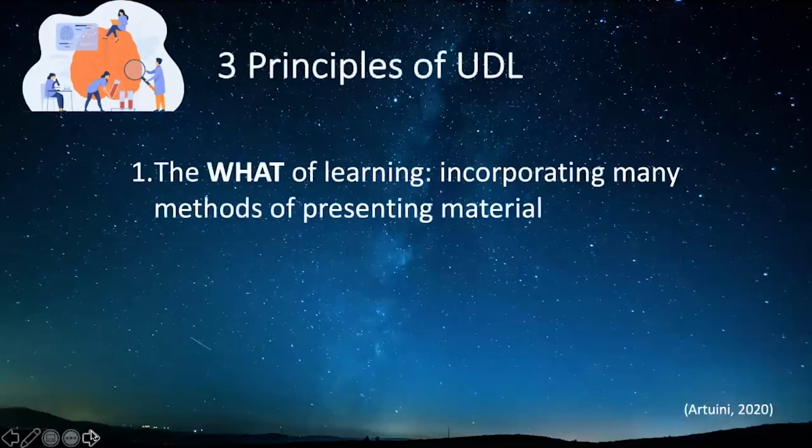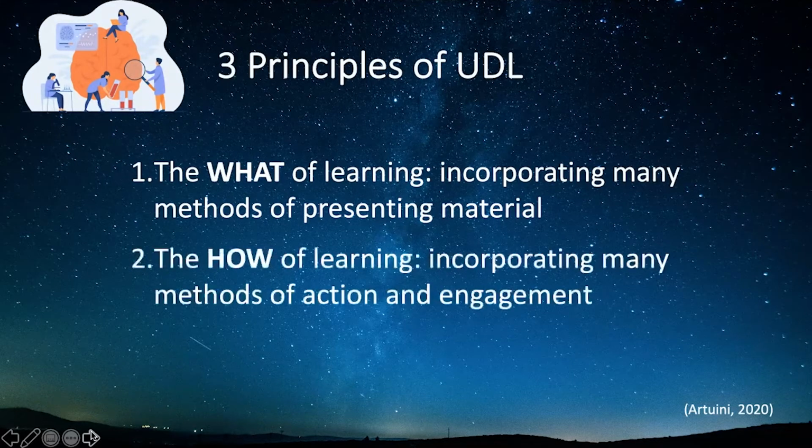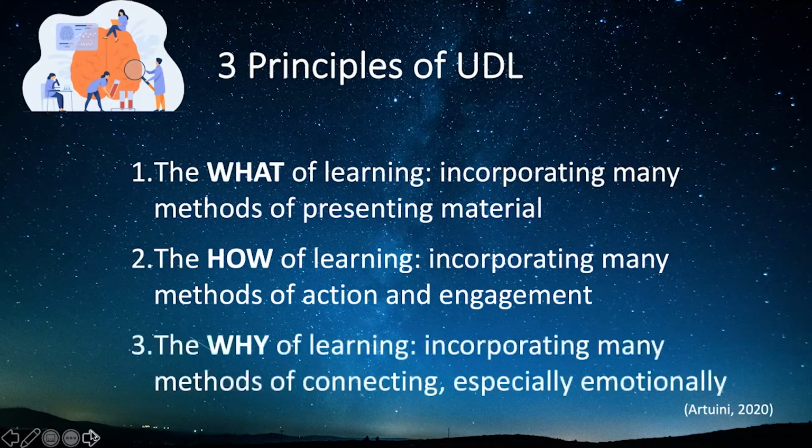Principle one stems from the neural recognition networks and is the what of learning. Principle one says we should incorporate as many diverse ways of presenting the material as possible. Principle two is the how of learning and is seated in the strategic neural networks of the brain. Principle two suggests to incorporate various ways for the learner to take action, interact, and express their understanding. Principle three is the why of learning and is embedded in the affective neural networks. Principle three proposes that we incorporate many different ways for learners to connect to the content, especially on an emotional level.